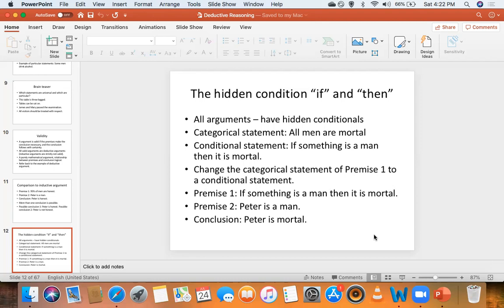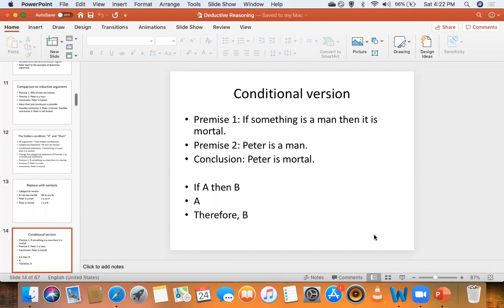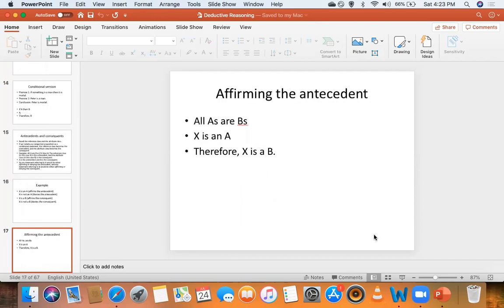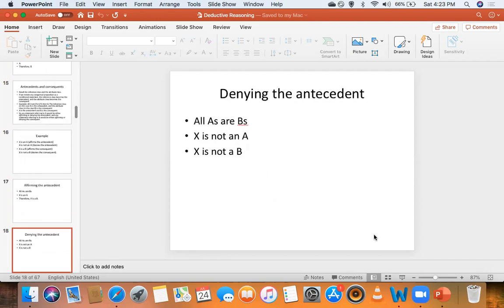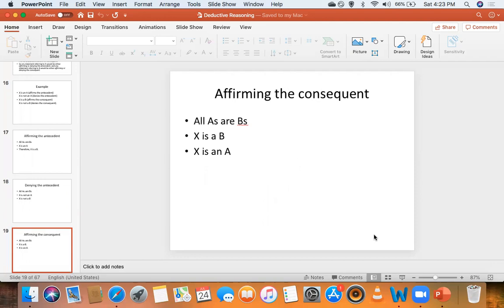Then from there, you find out what the other premise is doing, whether it is affirming or denying the antecedent, or affirming or denying the consequent. From there, you know whether the argument is going in one of these four directions. Either it is affirming the antecedent, or it is denying the antecedent, or it's affirming the consequent, or it's denying the consequent. Then you know whether the argument is valid or not.